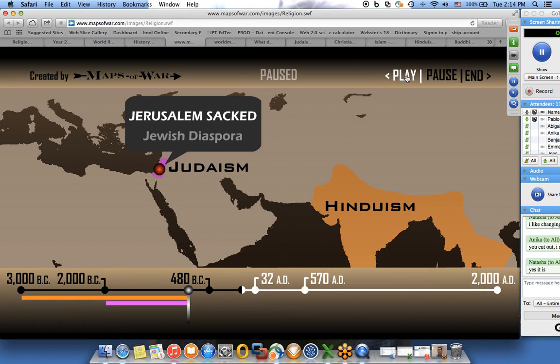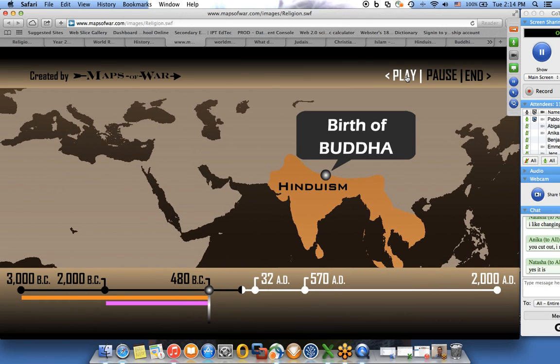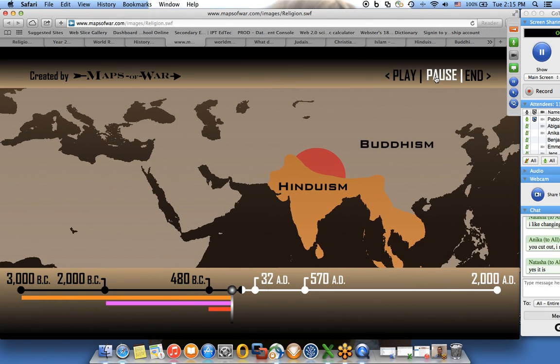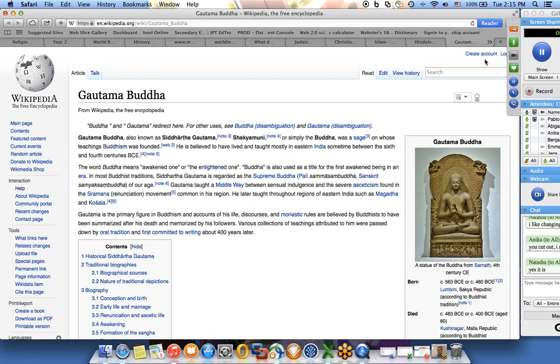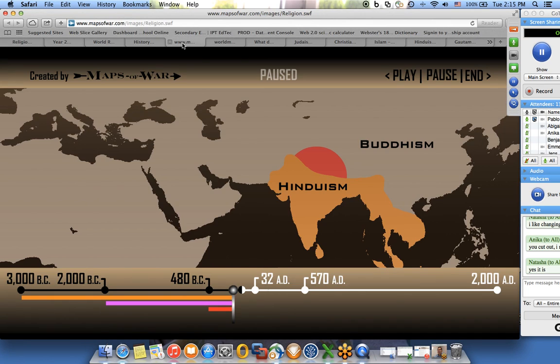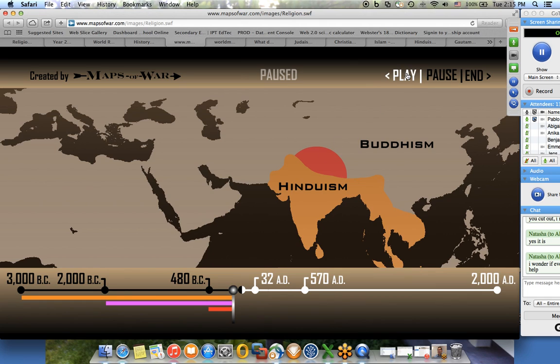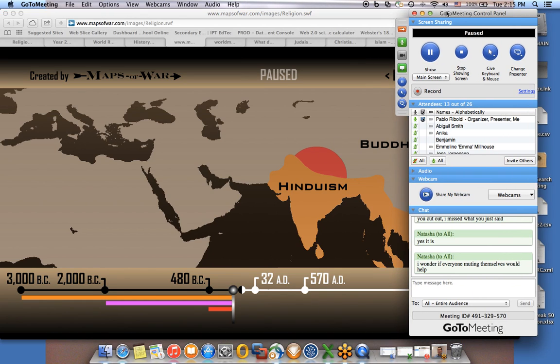So now here, 480 BC is the birth of Buddha. Buddha's name is actually Gautama Buddha, or Siddhartha Gautama. That is the actual name of Buddha. And so Buddhism started here in the north part of India and starts expanding. We see that it has expanded quite a bit.